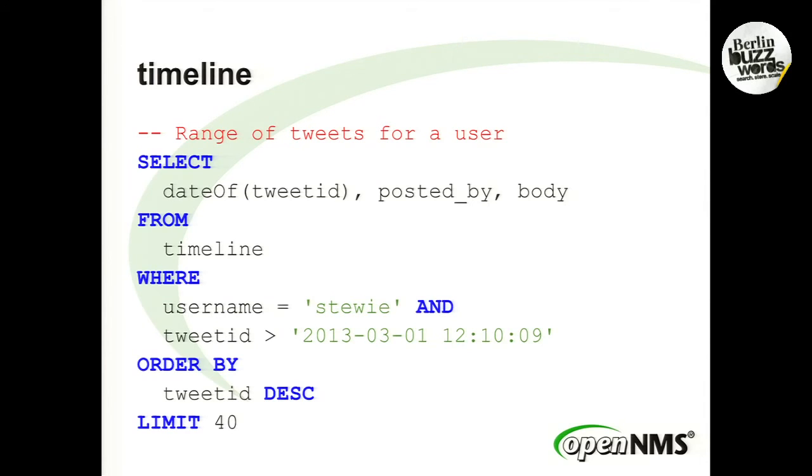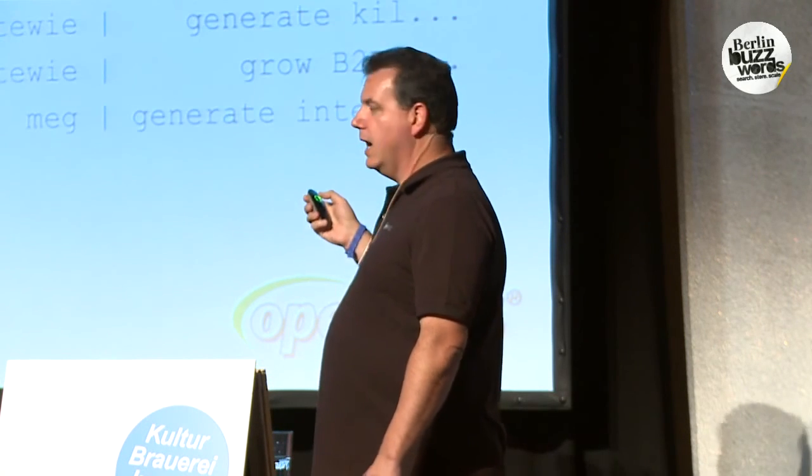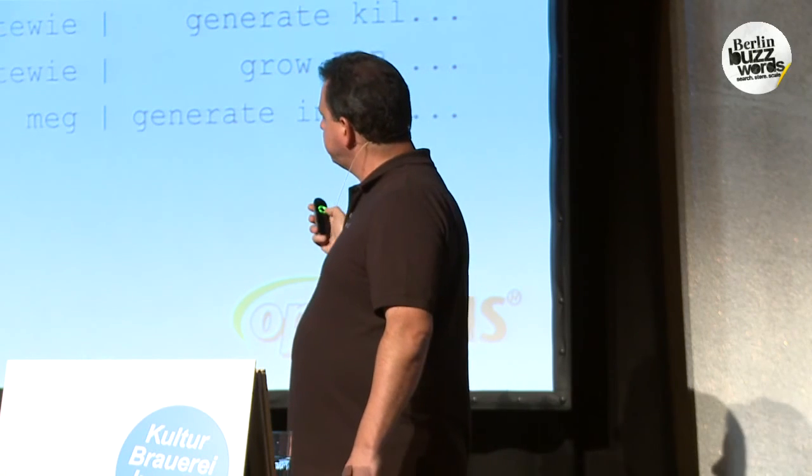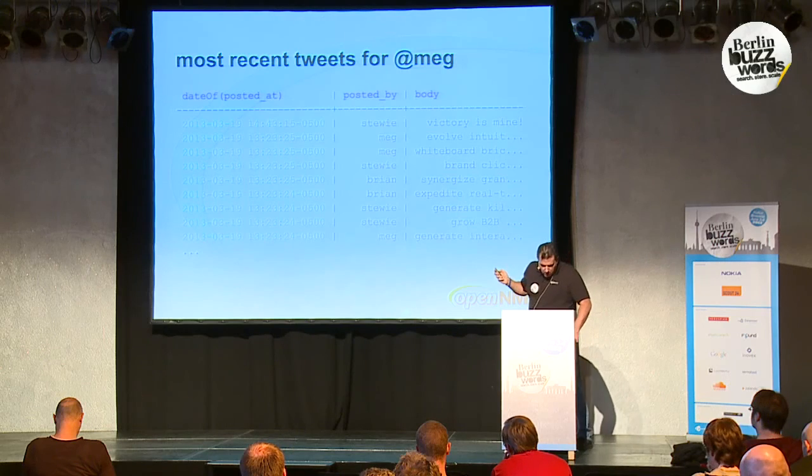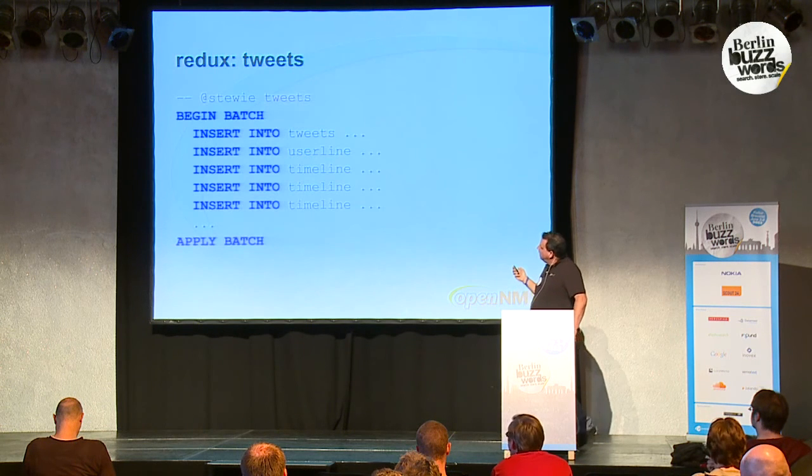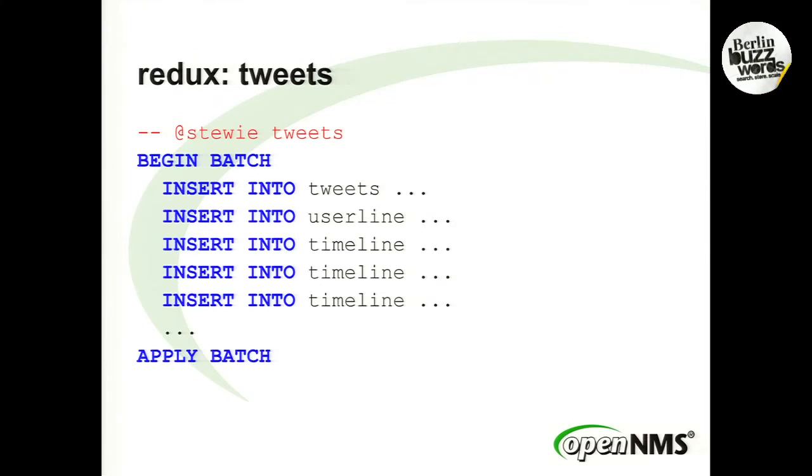So the query to extract the data is also almost identical, except that we put this additional attribute in the projection so that we get it out in the results as well. But that means, much like the following and follower tables, for every tweet we're going to have to insert it into multiple tables. We're going to have to insert it into the tweets table so that we can do a discrete lookup based on the tweet ID.